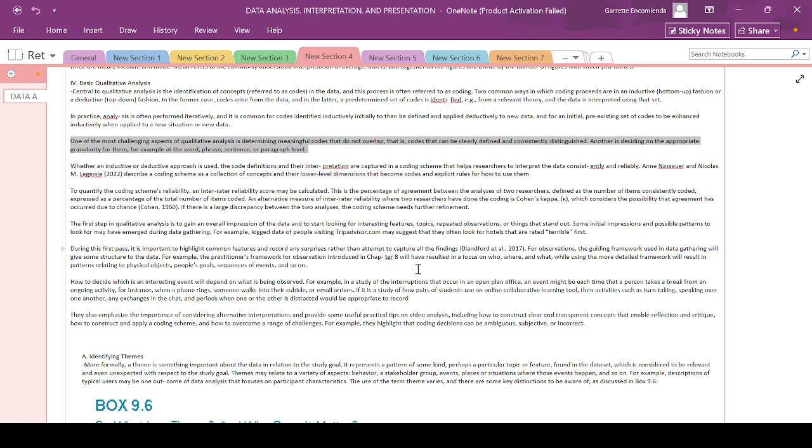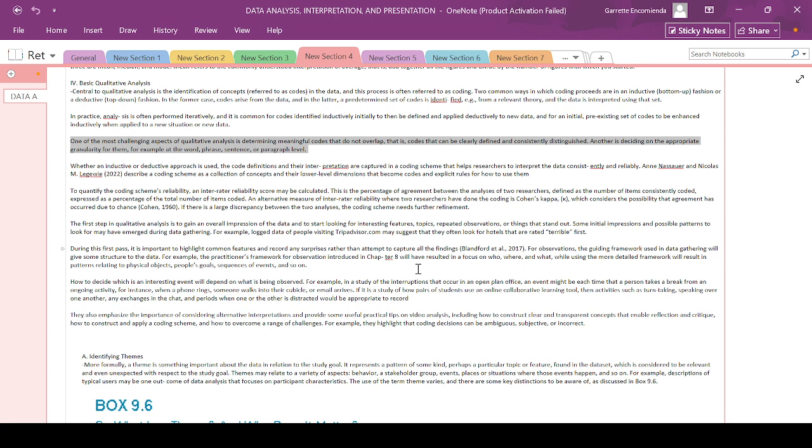Whether an inductive or deductive approach is used, the code definitions and their interpretations are captured in a coding scheme that helps researchers interpret the data consistently and reliably. Anne and Nicholas in 2022 describe a coding scheme as a collection of concepts and their lower dimensions that become codes and explicit rules for how to use them.